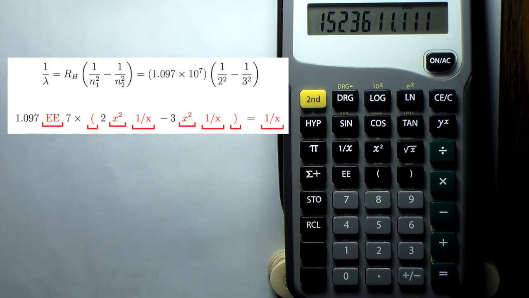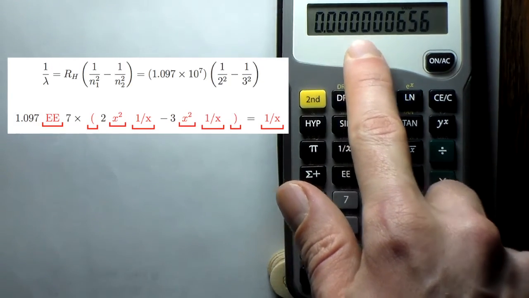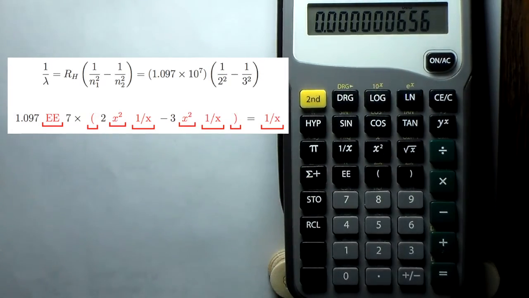And we get this value, 1523611.111, and these units would be inverse meters. Now, the equation is 1 over lambda, but we are interested in lambda, so we need to take the reciprocal of this answer. So we just hit the 1 over x key again, and we get 0.000000656, which would be in units of meters.